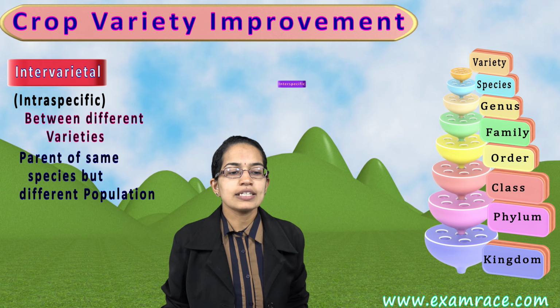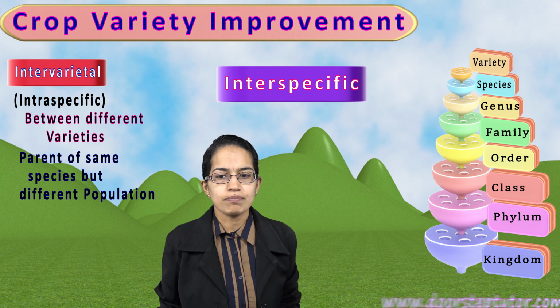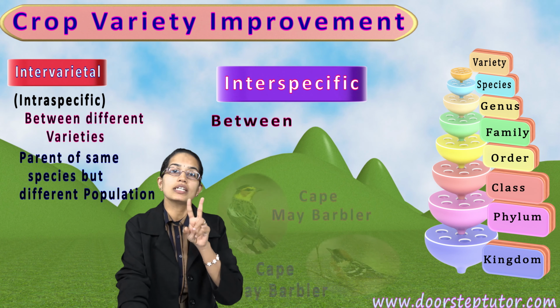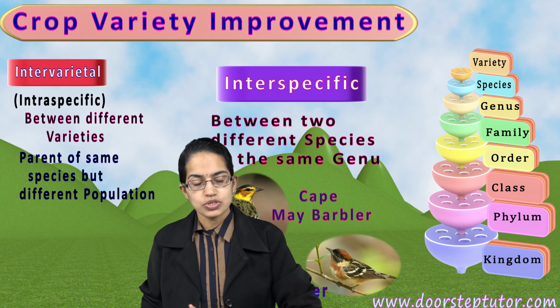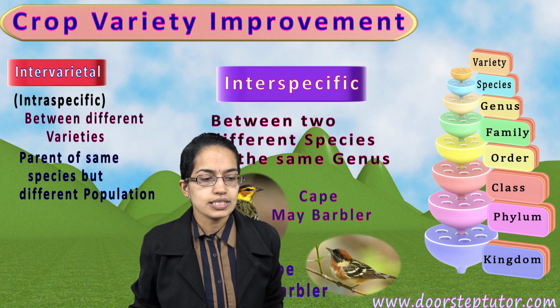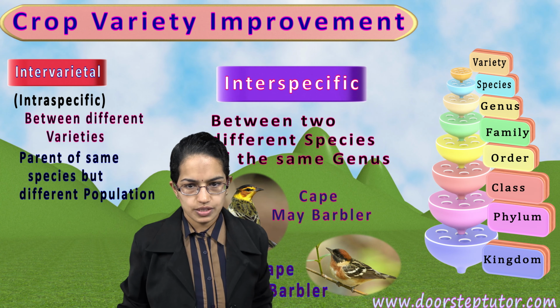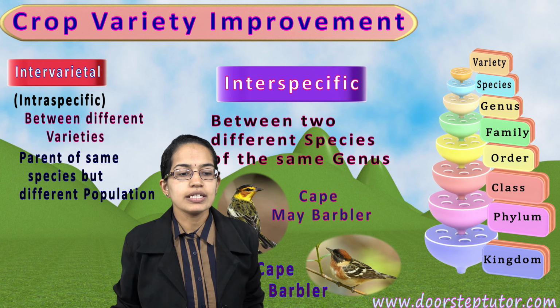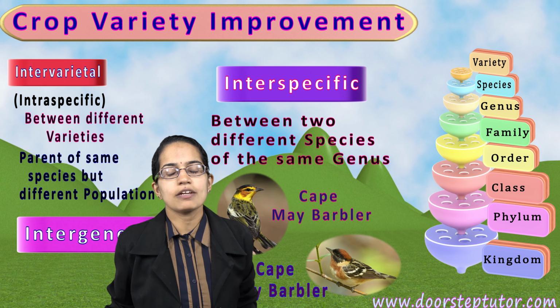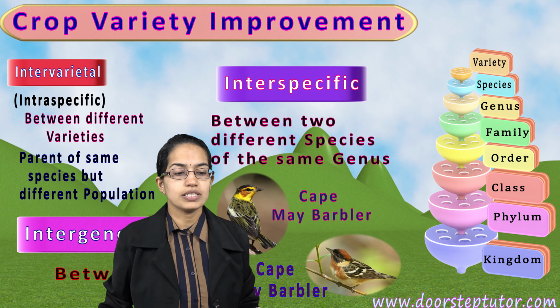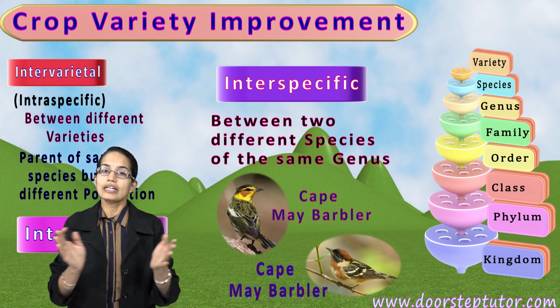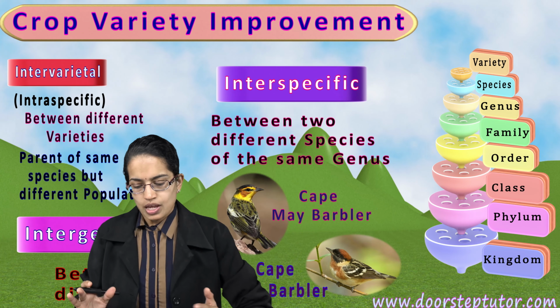Then I say it's interspecific. Interspecific means they are between the different species of the same genus. So the genus remains the same, the species differ. Okay. The last is intergeneric. Intergeneric means the genus itself is different. So you have two with different genus that is there.